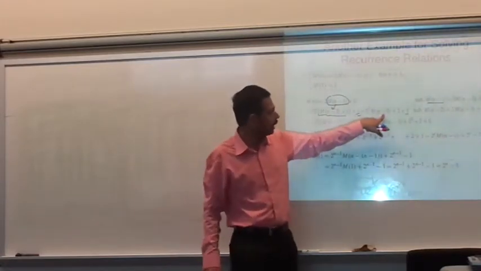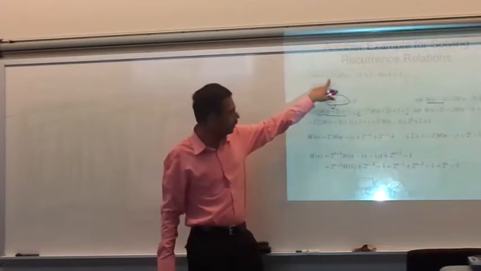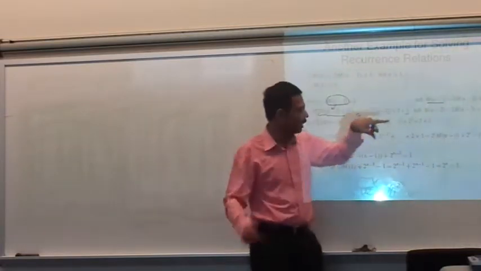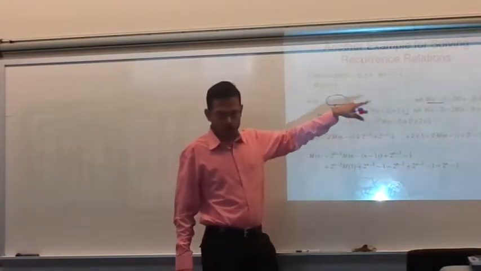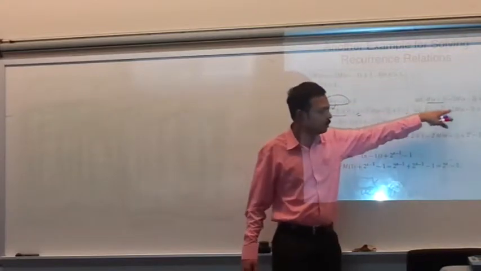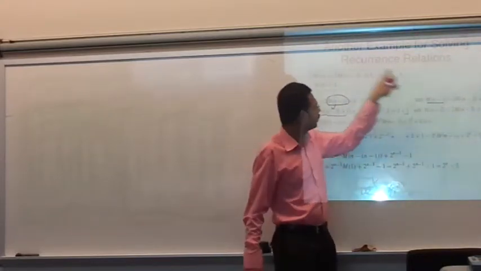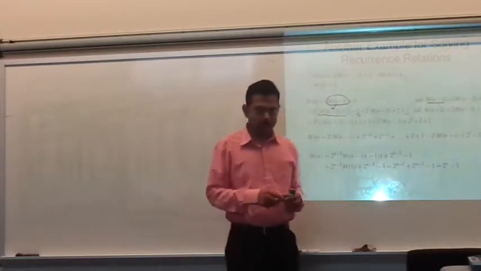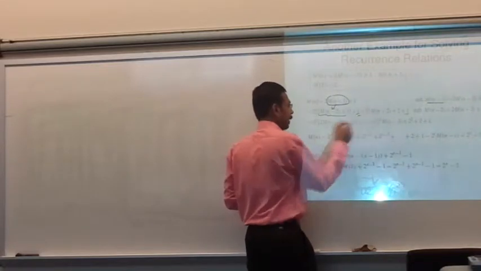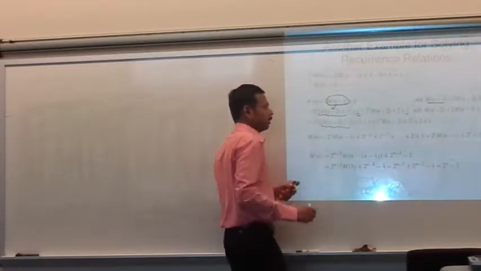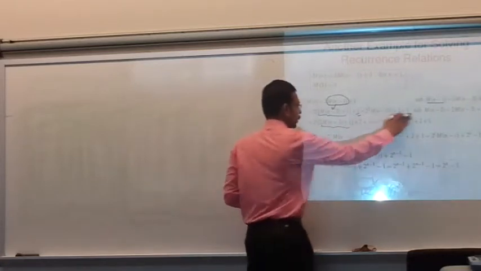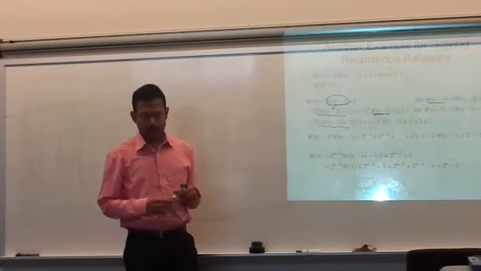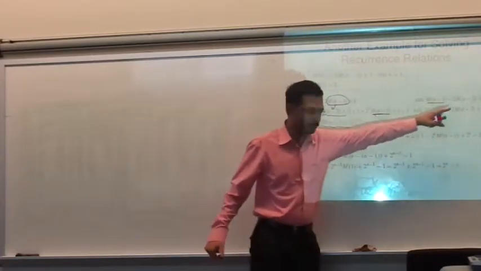So for m of n minus 2, from this, I can say this is 2 times m of n minus 3 plus 1. Just replace n by n minus 2. So we'll have m of n minus 2 equal to 2 times m of n minus 2 minus 1, so n minus 3, plus 1. So now what I'm going to do is replace m of n minus 2 with what? 2 times m of n minus 3 plus 1. So this is what we have.